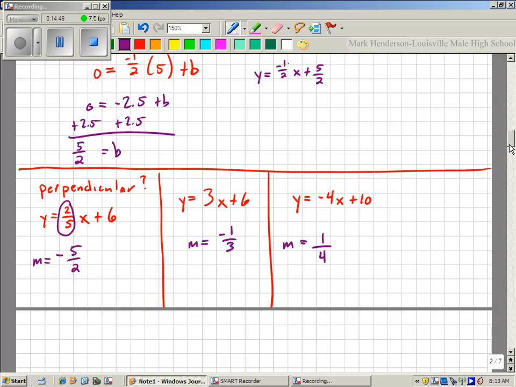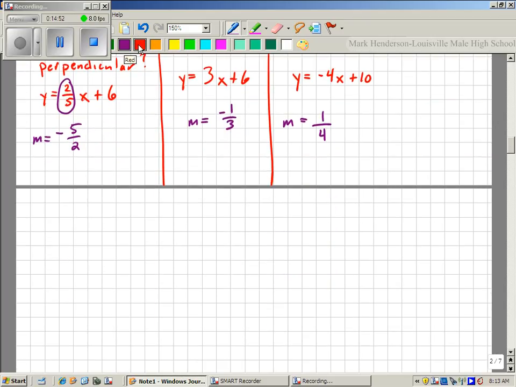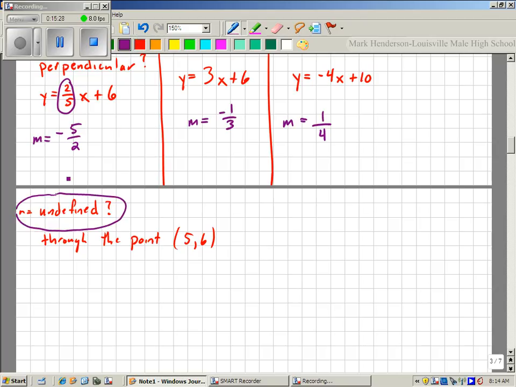One last one. I said a couple clarifications, so I told you what perpendicular is. And what if the slope is undefined? What if I have m is undefined through the point 5, 6? What is the equation of this line? The slope is undefined through the point 5, 6.